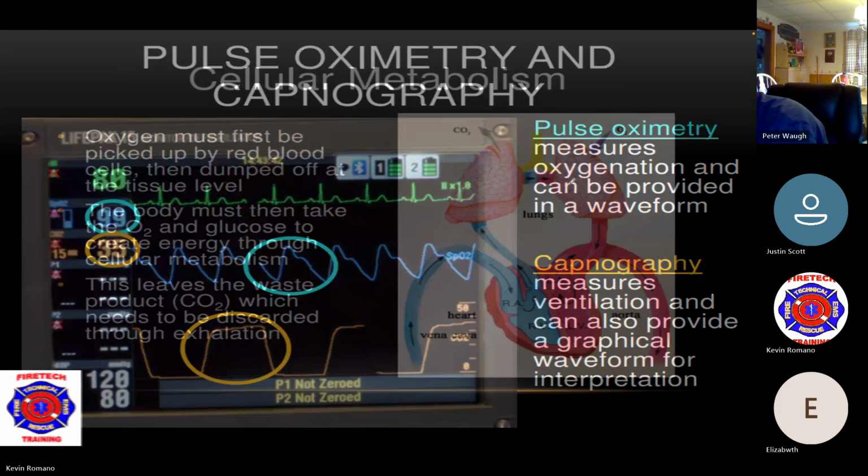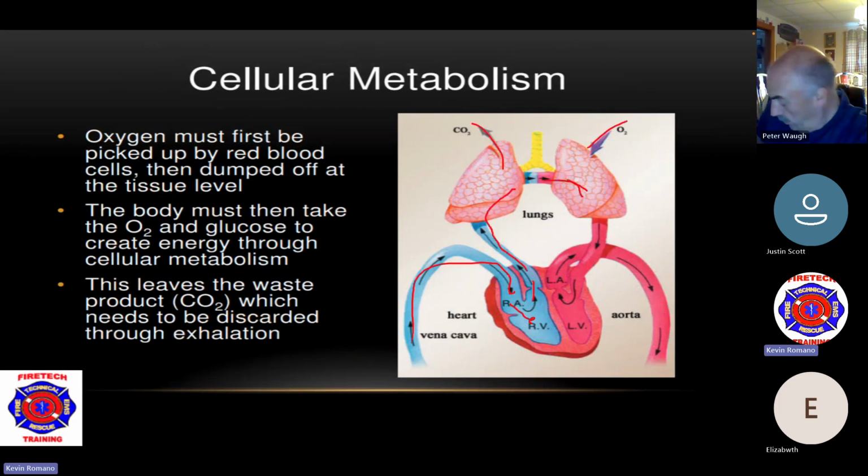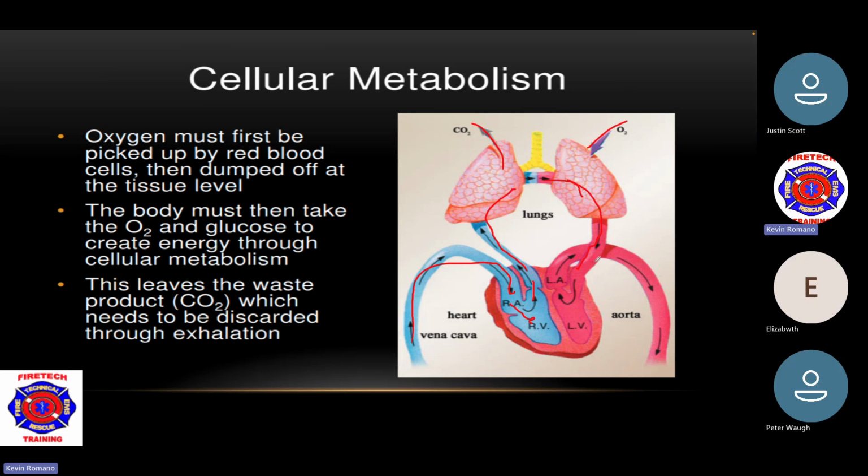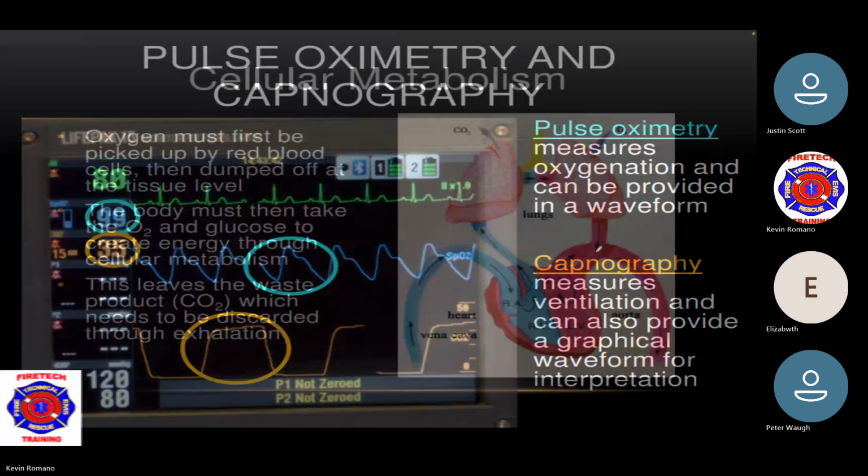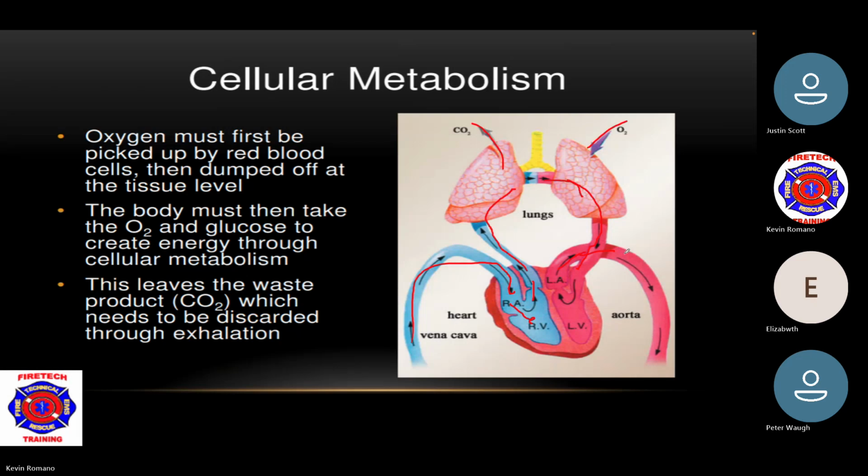To the hemoglobin, and then it is transported through the pulmonary vein into the left atrium, passing through the mitral valve into the left ventricle. It goes through the aortic valve into the ascending aorta, into the aortic arch, and then back down through the descending aorta. And that's where it's going to expel off into the body.